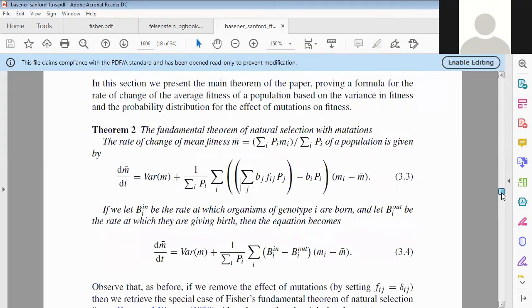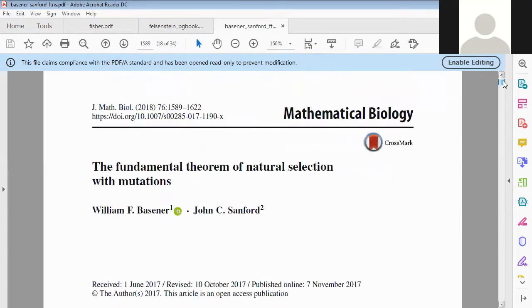So maybe just to back up a little bit, the math and the proof for the fundamental theorem of natural selection has been well established. And the original math assumed no added mutations.